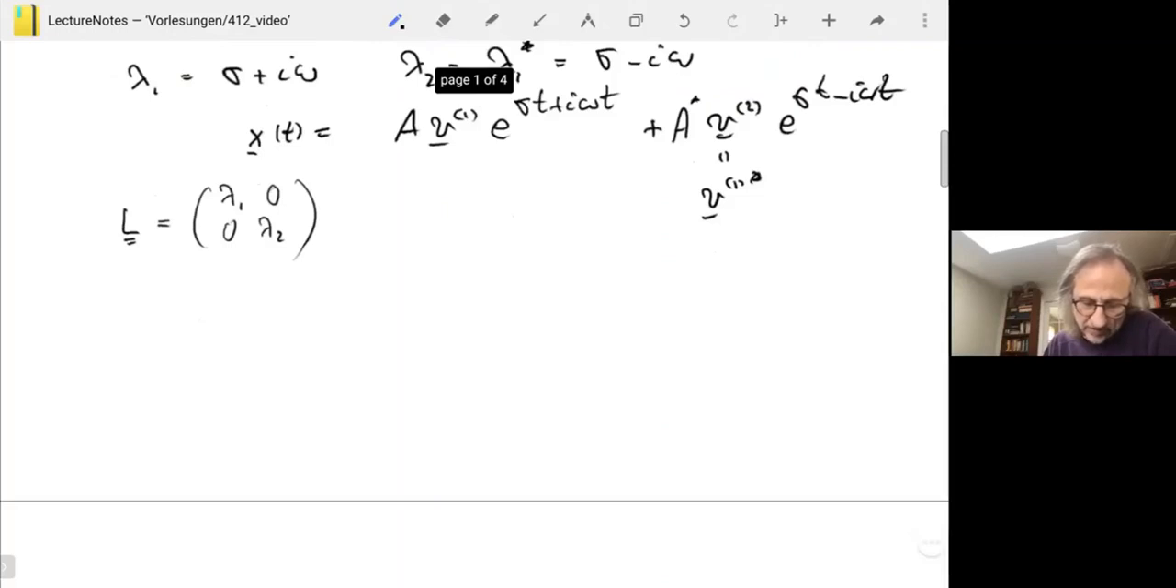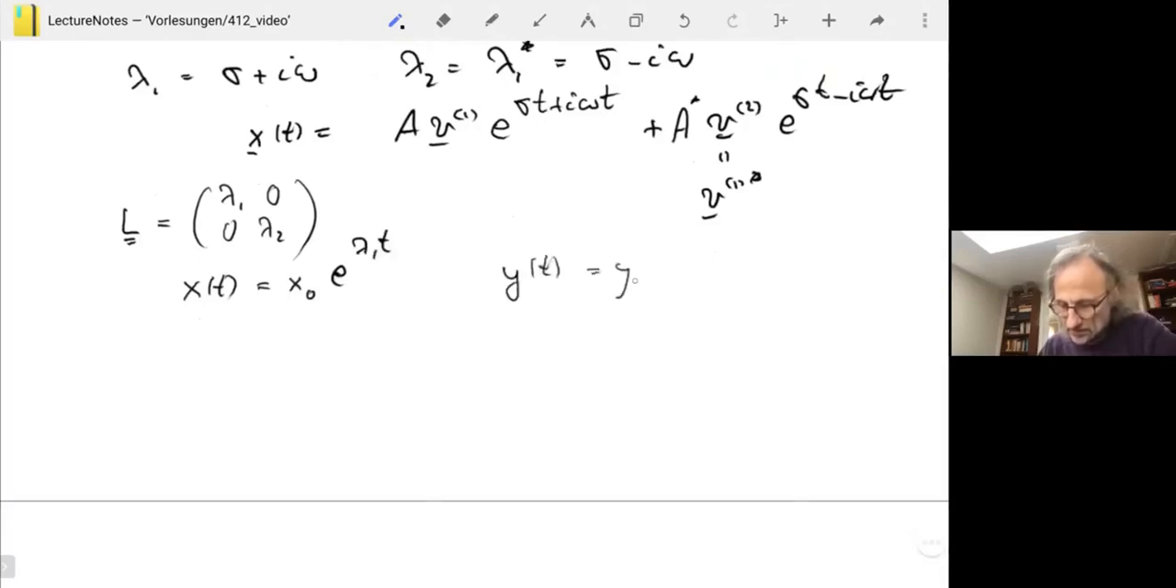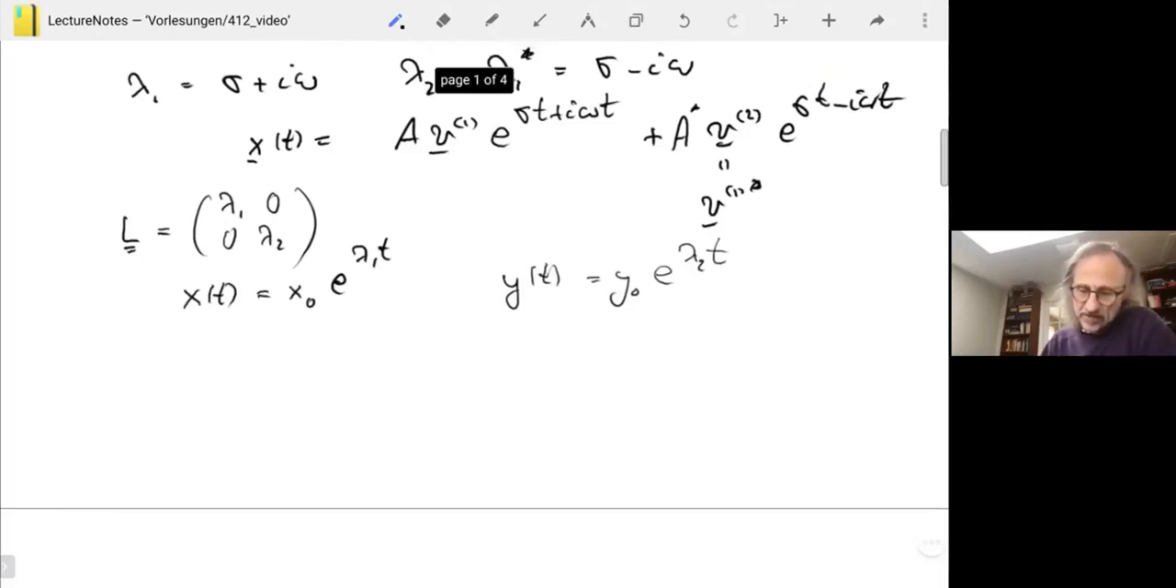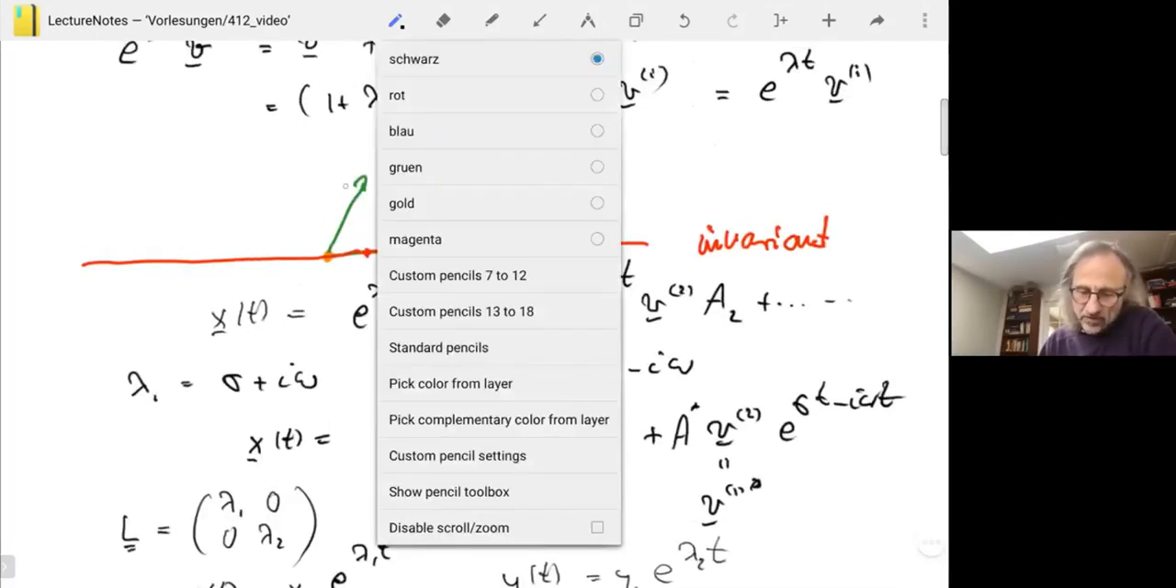Then, if I write the first component as x and the second as y, I would have x of t equal to x of 0, let me call it x0, times e to the lambda 1 t. And y of t would be y naught e to the lambda 2 t. And I'd like to have a trajectory in the phase plane. And so for that, I'm interested in the shape of the trajectories here.